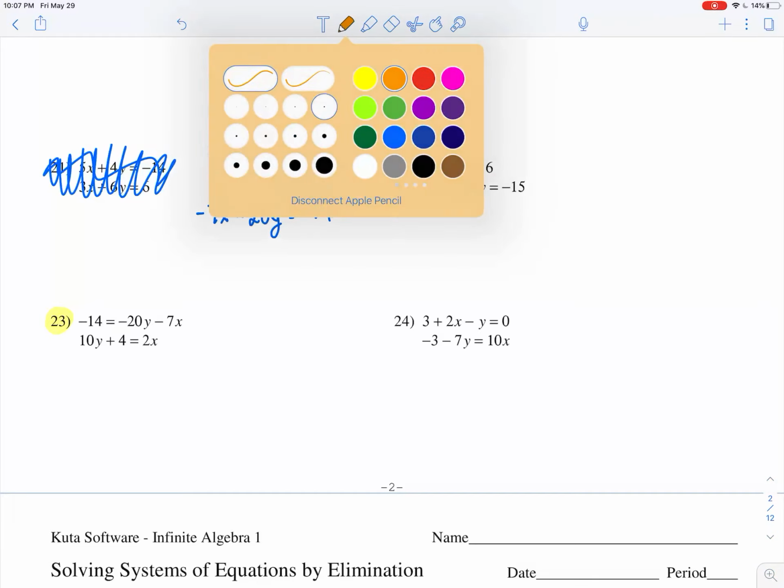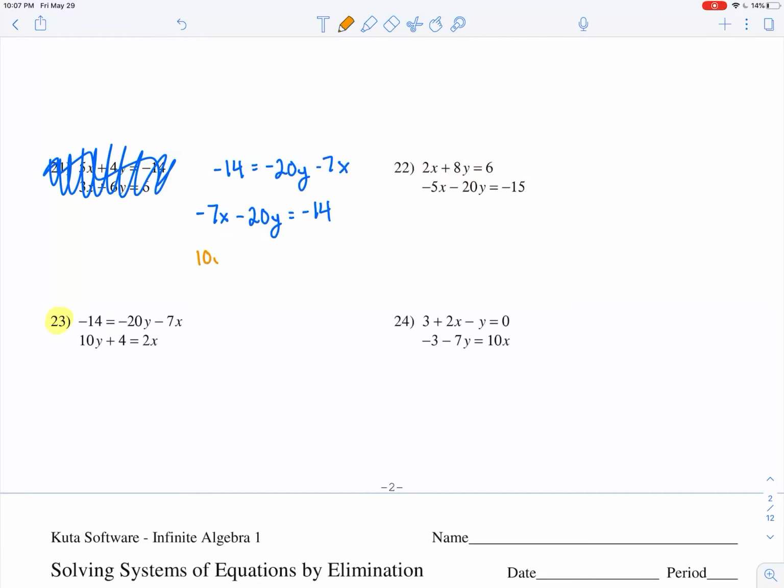Now let's take a look at the second equation. 10y plus 4 is equal to 2x. In this case, I need to move this 2x over here, and then I need to move my 4 over here. That's 2 steps. Is there a way for me to do it in one step? Oh yeah, I could just move my y variable and coefficient over to the right side, and then just flip it. Perfect. I'll just do that.